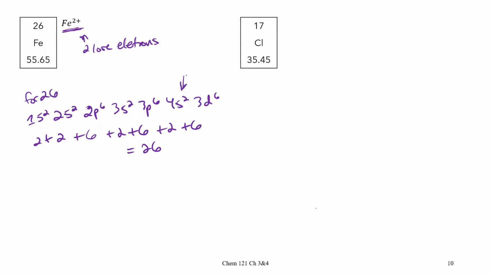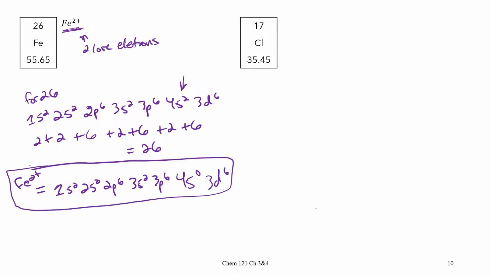And so our electron configuration for Fe 2 plus would be 1s2, 2s2, 2p6, 3s2, 3p6, 4s0, 3d6. So let's look at chlorine, number 17.